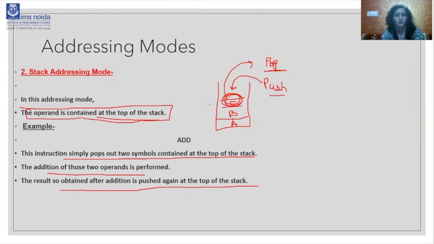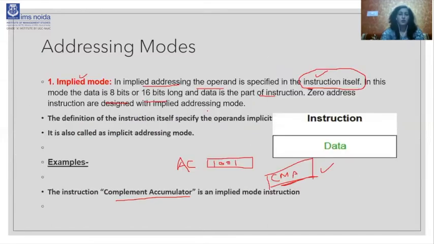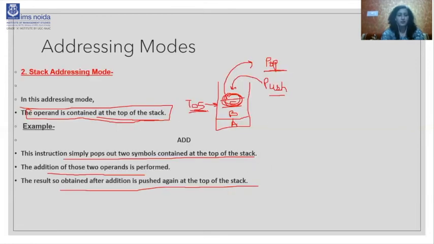Suppose here A, B, C. So C is the top of the stack. This is the top of the stack. It contains the address of an operand. So this is the simplest. So implied mode is very simple. Stack addressing mode is very, very simple.